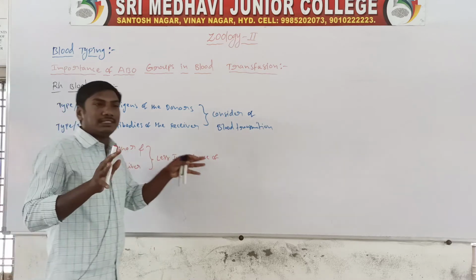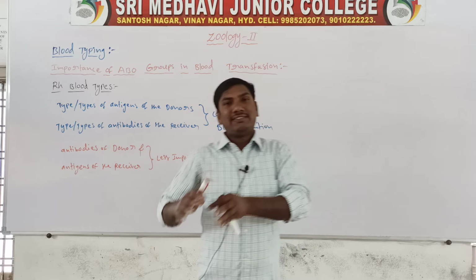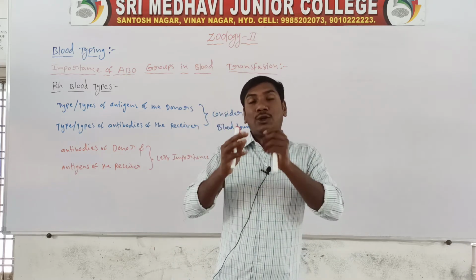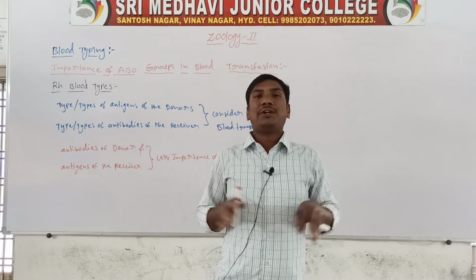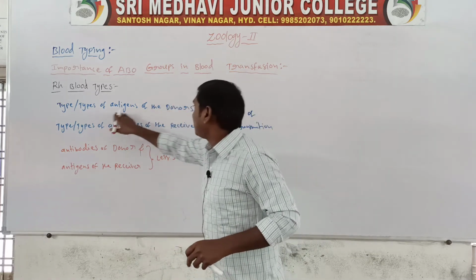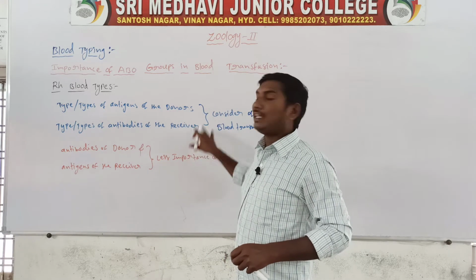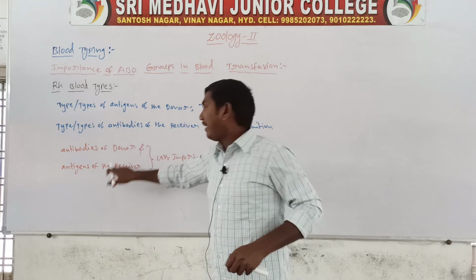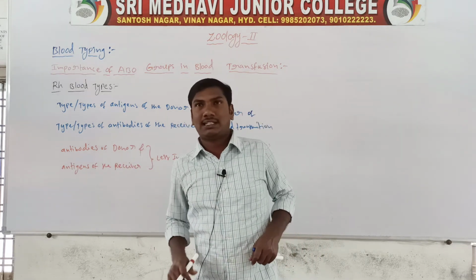So in blood transfusion, the donor antigens and receiver antibodies are of major importance. The donor antibodies and receiver antigens are of less importance. Only the antigens of the donor and antibodies of the receiver are considered.